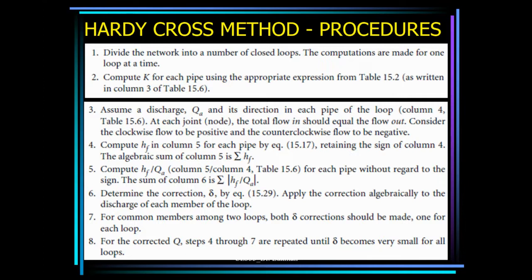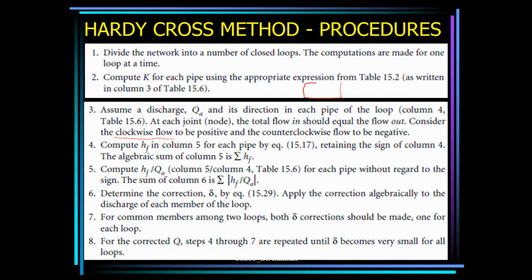At each joint, which is a node, the total flow in should be equal to the total flow out: Q in equals Q out, according to the continuity equation. You should consider the clockwise flow to be positive and counterclockwise to be negative. These are just conventions; you may choose to take another way, but here we'll be assuming clockwise flow to be positive and counterclockwise to be negative.